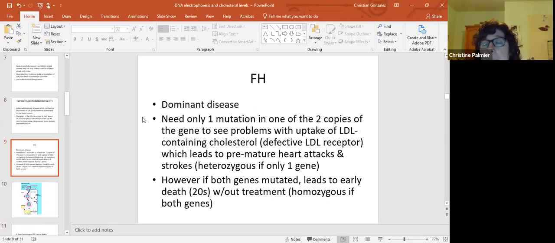Remember, you get 2 copies of each gene, 1 copy from each parent. If you only have 1 copy of the gene that dictates high cholesterol, then you're heterozygous, and your other copy does not say high cholesterol. If both genes are mutated so that they both have a tendency to give you high cholesterol, it leads to early death in the 20s without treatment. That's if you're homozygous for both high cholesterol genes. Nowadays, they know to test for that and give you cholesterol lowering drugs.